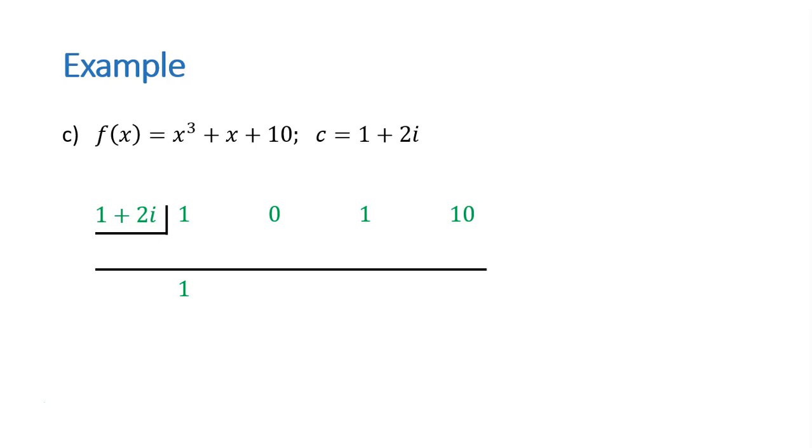Anything times 1 is going to be itself. So 1 plus 2i times 1 is just going to be 1 plus 2i, so that goes into my next column. I'm combining this, whatever this number is, 1 plus 2i, with a 0. So I just have my 1 plus 2i. Here's where it gets interesting. So now I need to multiply. So let's go out to the side and do this multiplication. It's the divisor, 1 plus 2i, times whatever's under the bar, which happens in this case to also be 1 plus 2i.